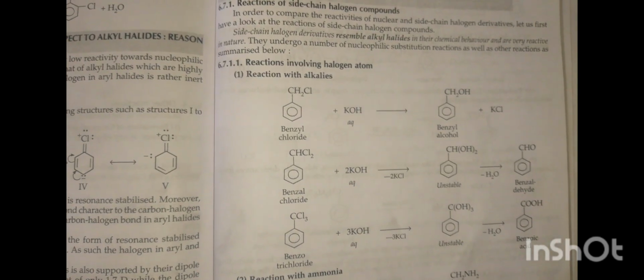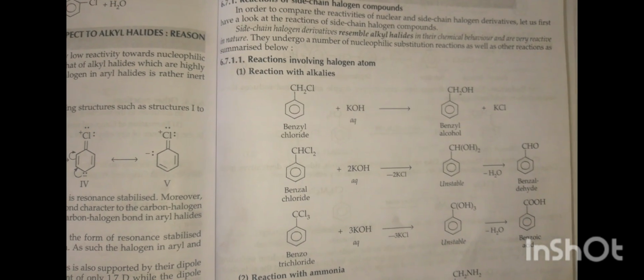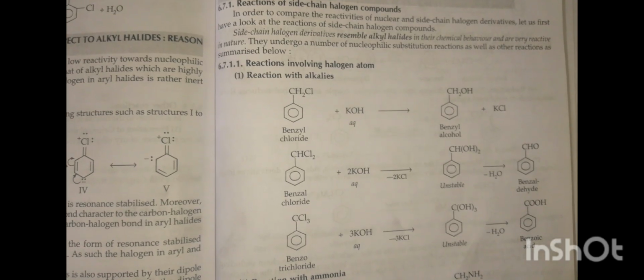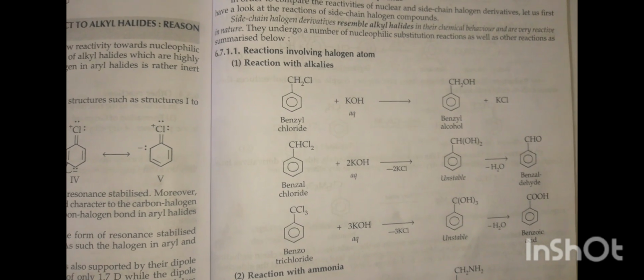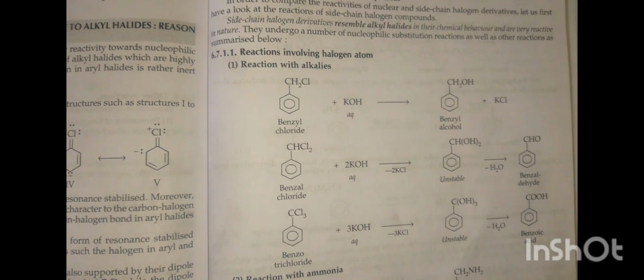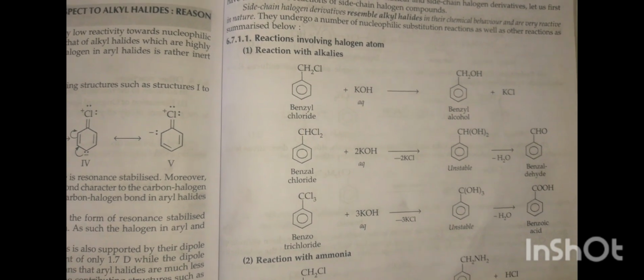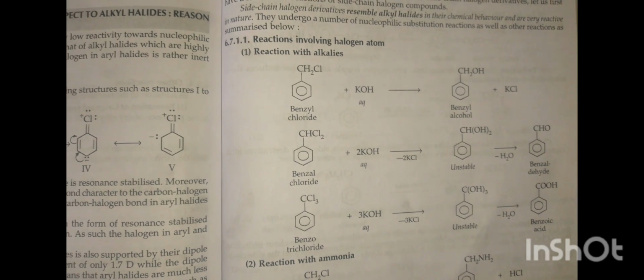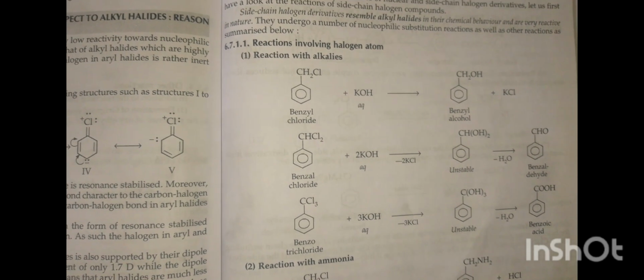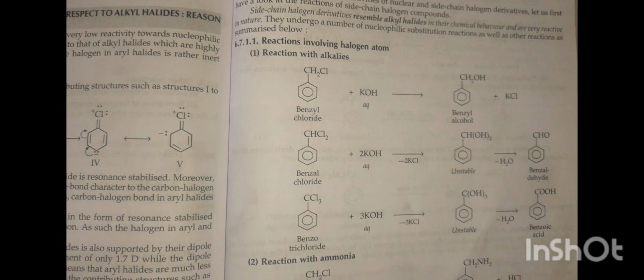Reactions involving halogen atom. First is reaction with alkalis. When benzyl chloride reacts with aqueous potassium hydroxide, it forms benzyl alcohol. With the dichloro derivative, reaction with aqueous KOH forms a compound which is unstable and then loses water to form benzaldehyde.